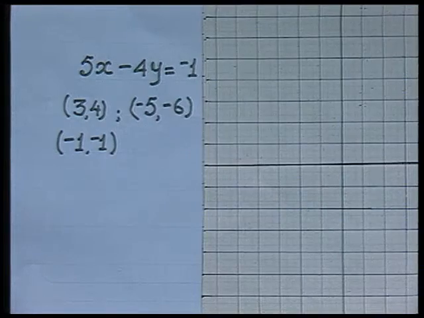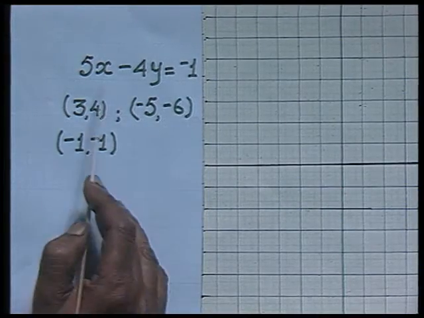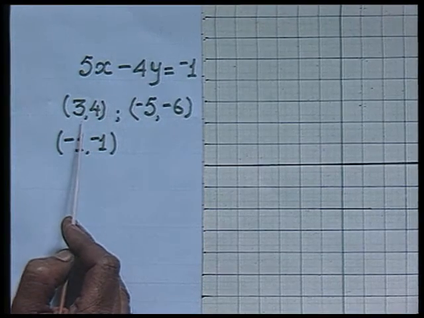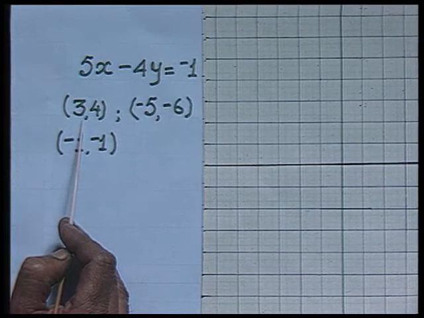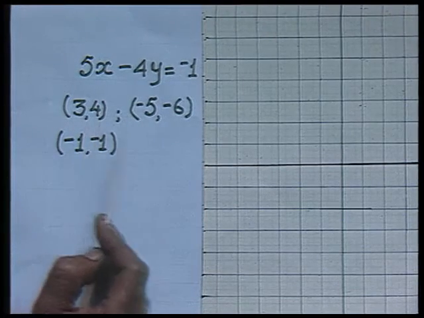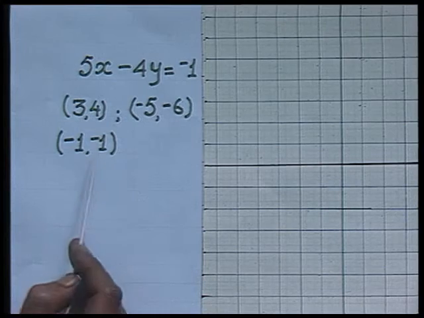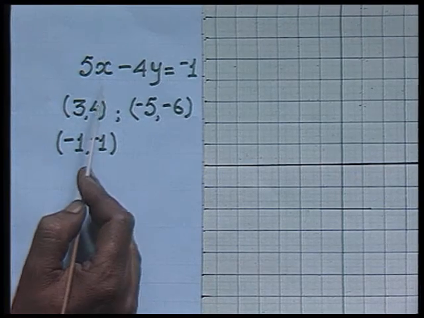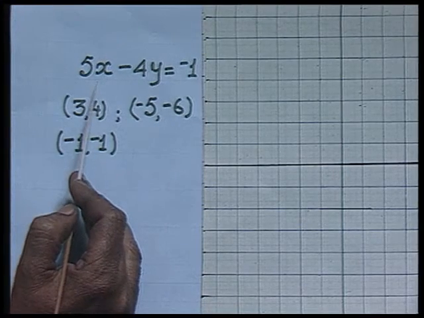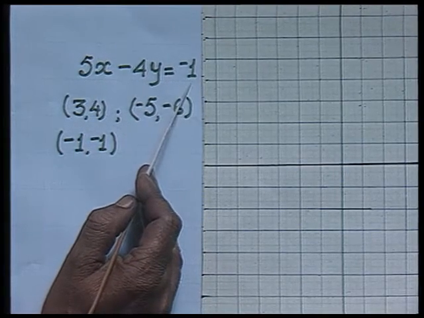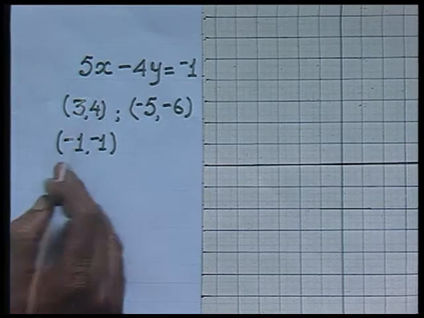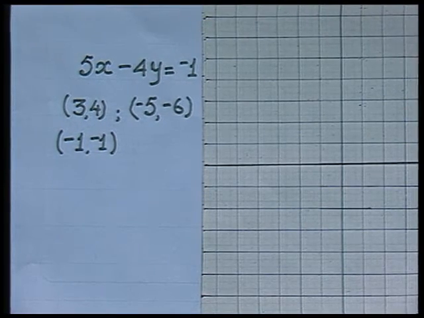So here I have 5x minus 4y equals minus 1, and the ordered pairs which are satisfying this equation are 3, 4, minus 5, minus 6, and minus 1, minus 1. And these ordered pairs which are satisfying this equation are nothing else but the solutions of this equation. So let's plot these points on the graph paper.